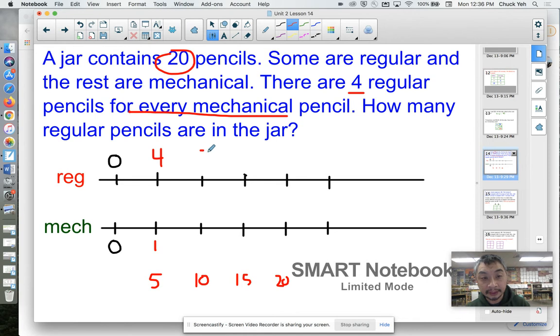So we can go what? 8, 12, 16, and then this is 2, 3, and 4. How many regular pencils are there then? You got it, 16. Okay, good so far? All right, hopefully we'll be ready for tomorrow.